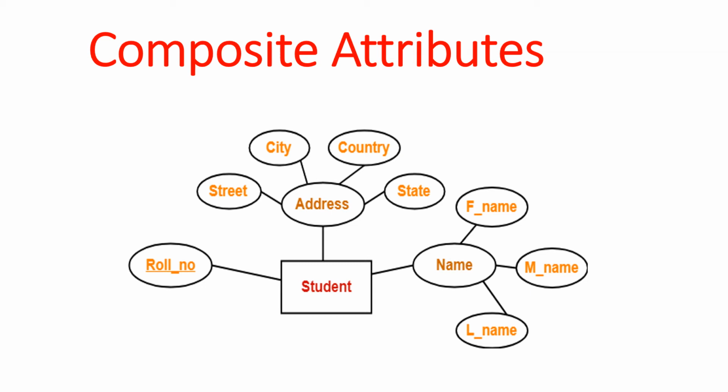If I give address as an attribute in the table student, the address can be further divided into street number, city, country, state, pin code. Like that I can expand it and give more components to it. Still, the address can be divided further into sub-levels. So if you think that the value can be further divided and still gives a meaning, then it is called a composite attribute. Name and address are examples of composite attributes.